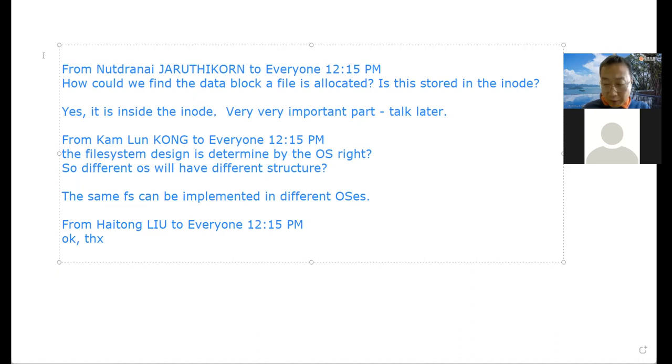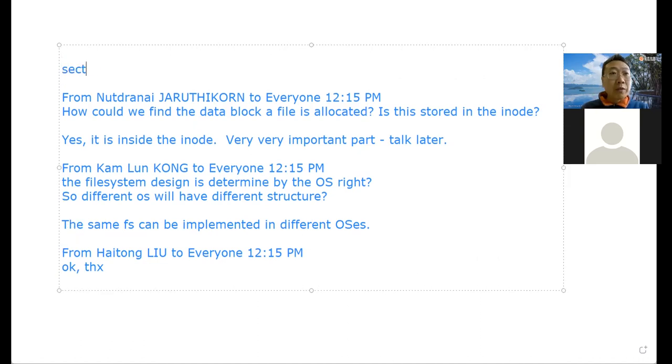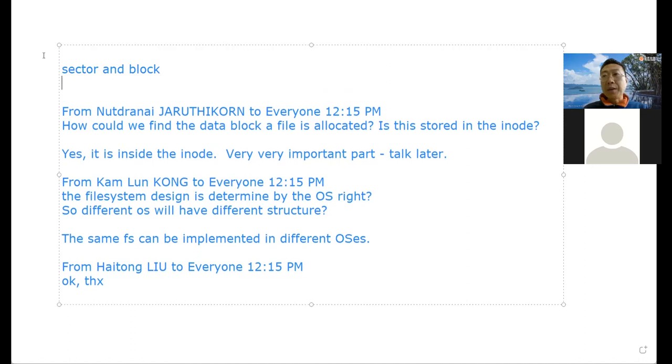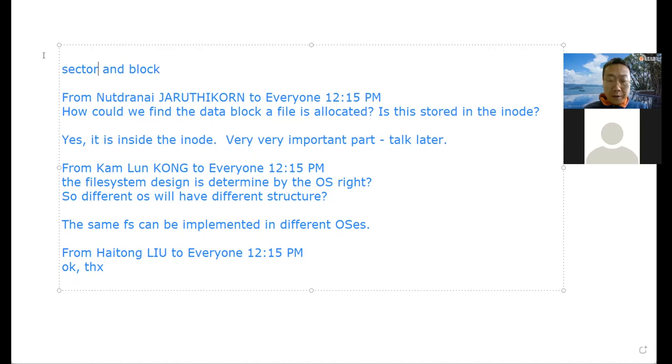I think maybe another question is what is the difference between a sector and a block, right? Sector is actually hardware. When we go to our hard disk, when we really operate our device, the device requirement is that we will use 500 terabytes. We will use sector, then find a particular area to read, because this is a hardware requirement.